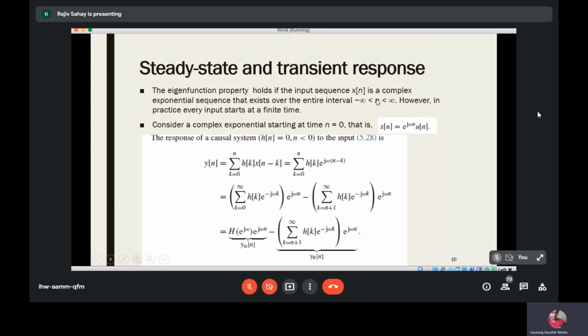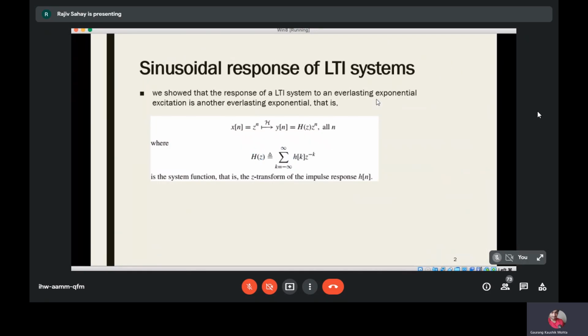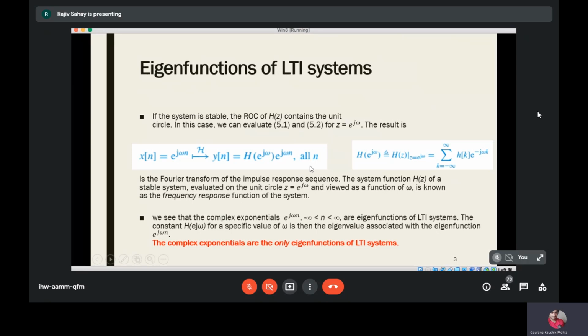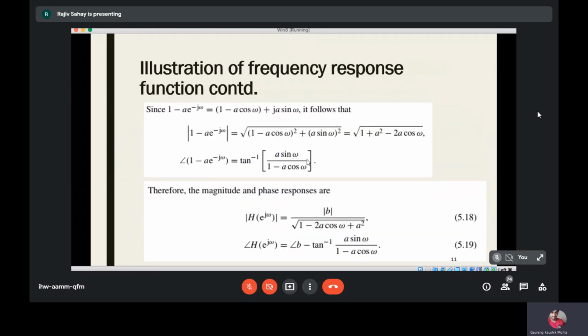If I can show you the previous slides, I had mentioned that you see here, all n. Can you see my cursor? Yes, sir. So we are assuming that e power j omega n goes from minus infinity to plus infinity. That is not strictly valid for real world signals.